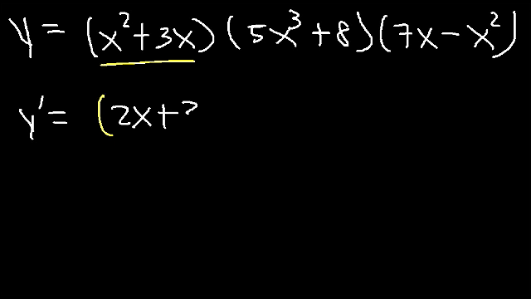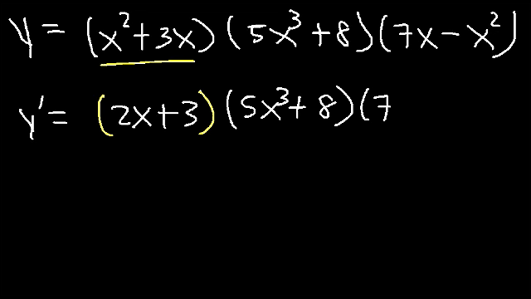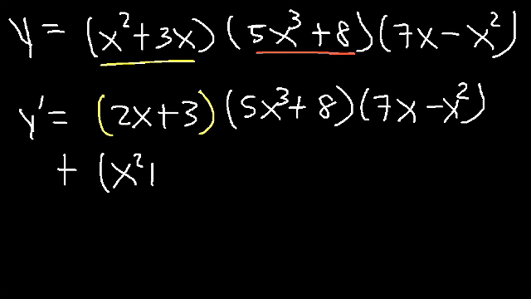2x plus 3, that's the derivative of x squared plus 3x. And then we're going to keep the other two parts the same. We're not going to change it. Plus, now we're going to differentiate the second part, leaving the other two parts the same. So the first part, x squared plus 3x, we're not going to change it.